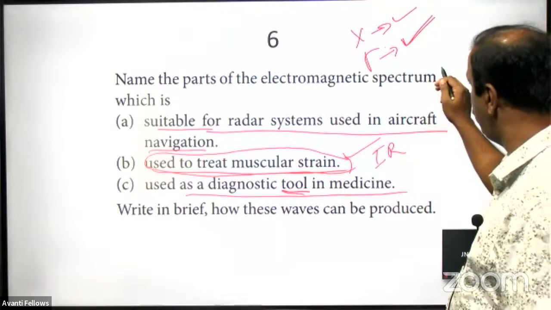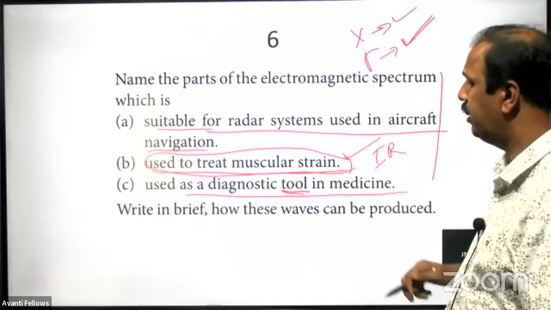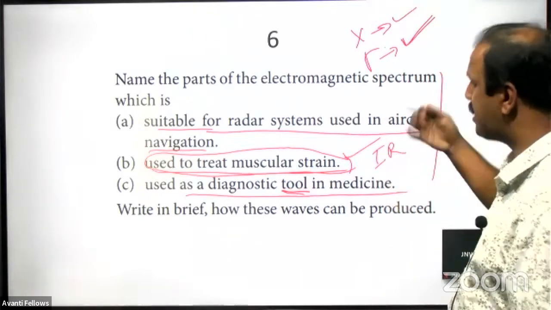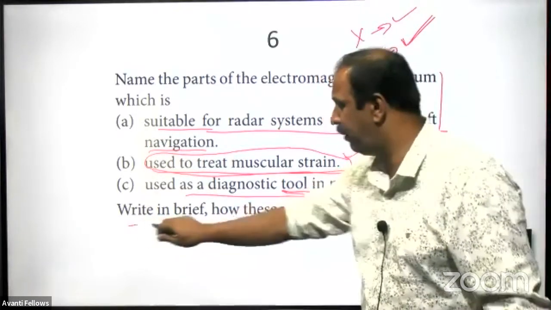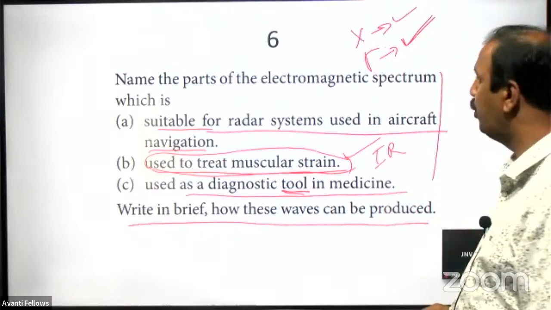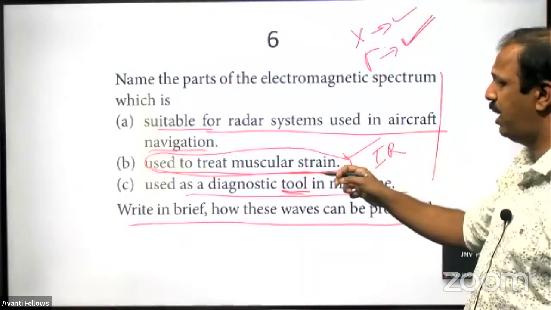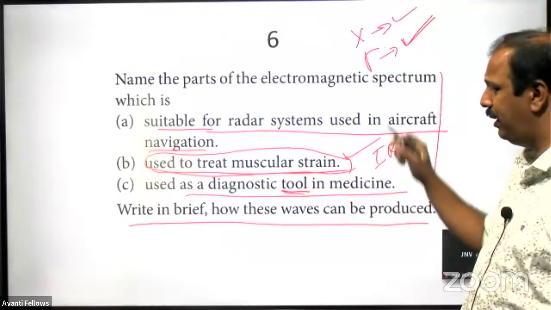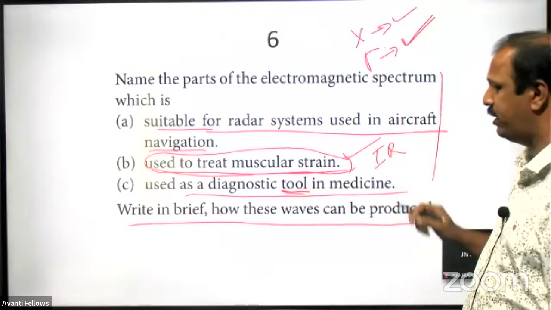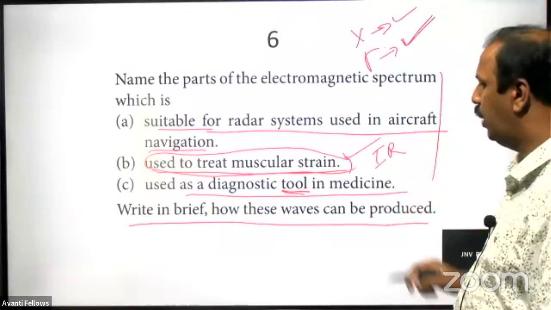this is not the complete thing. This may be a 3-mark or 2-mark question because extra is asked. Write briefly how these waves can be produced. For each one, how it is produced, like microwave. We already did that table. In that table, it is there how it is produced and how it is detected.